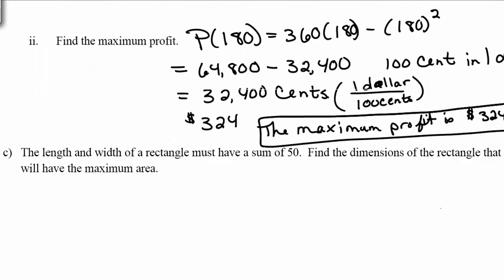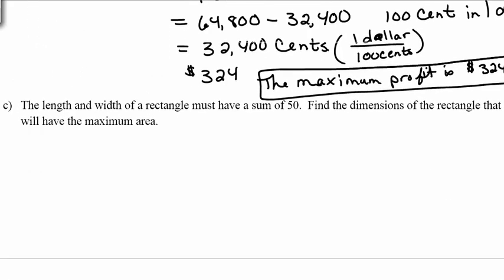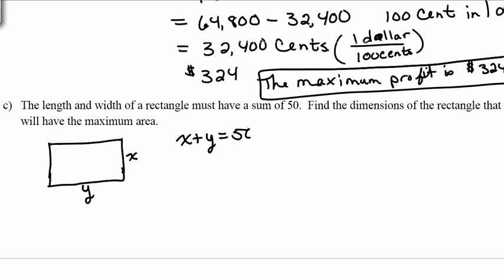And one more application problem here. The length and width of a rectangle must have a sum of 50. Find the dimensions of the rectangle that will have the maximum area. So here's my rectangle. And if I call this the length and this the width, or you can do it the other way around, it doesn't matter, but they have to add up to give me 50.